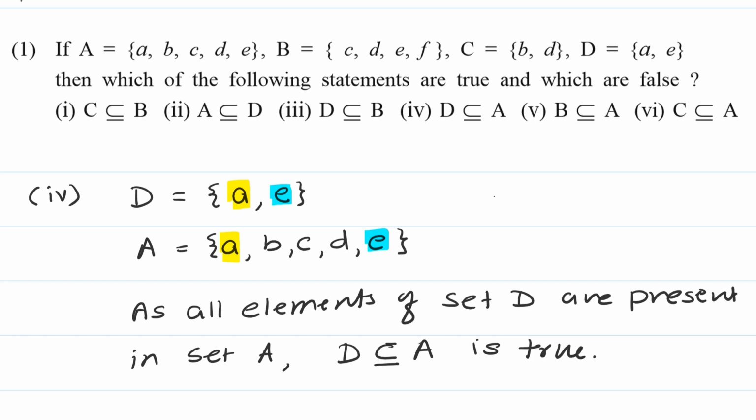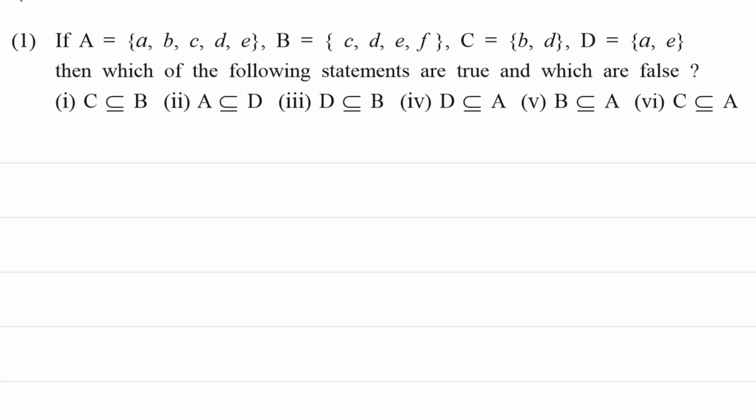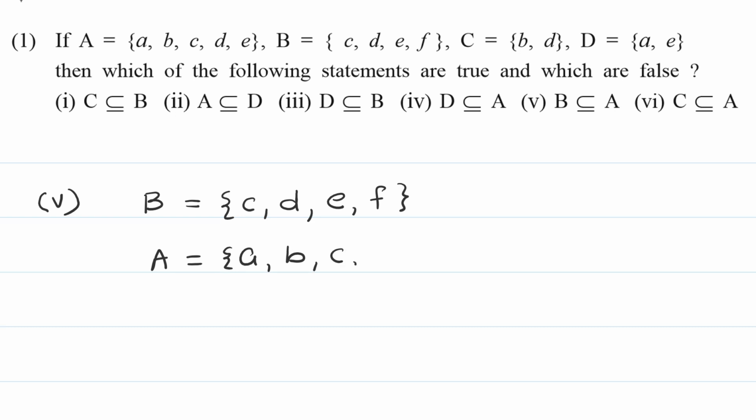Now consider sub question 5. B set has 4 elements C, D, E and F, and set A is A, B, C, D, E. C is an element of B and also present in set A. D belongs to set B and is also present in A. E is an element of set B as well as A.